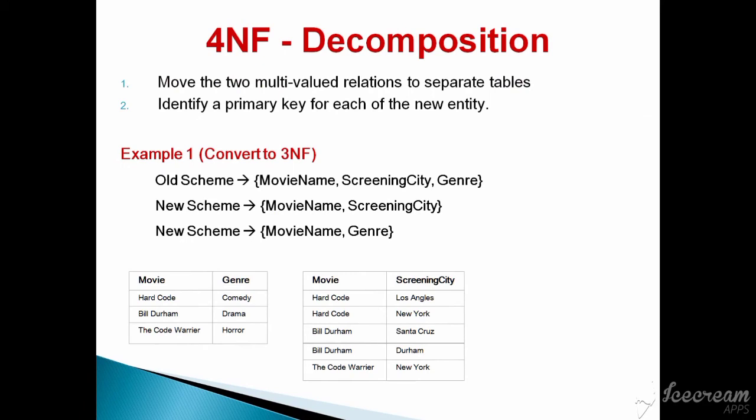we use decomposition. Move the two multi-valued relationships into separate tables. For the fourth normal form, a single table is decomposed into multiple tables. Here the old scheme, movie name, screening city, and genre, we convert into two tables. The first table is movie and genre and the second table is movie and screening city. After the decomposition, these are in fourth normal form.